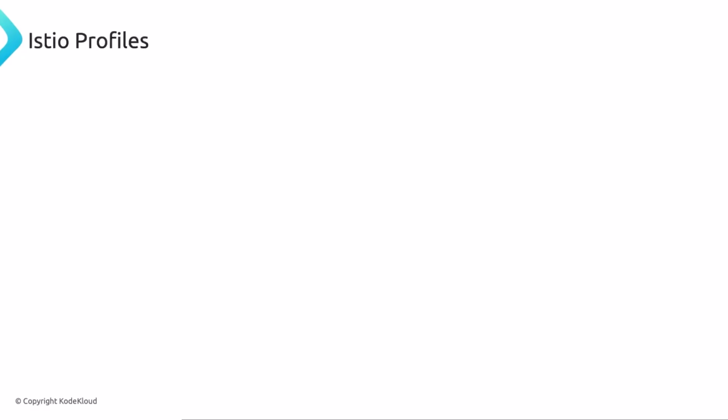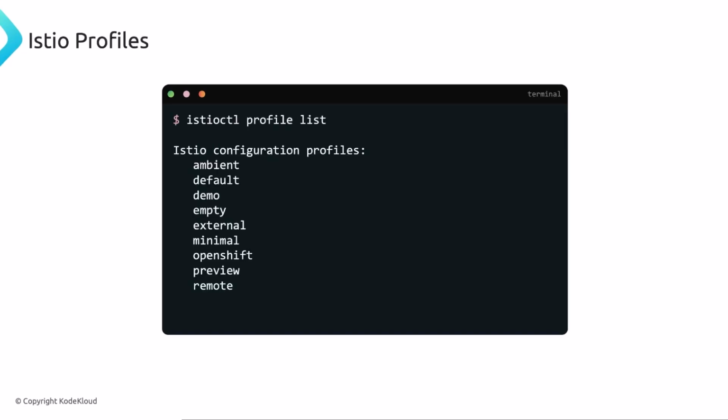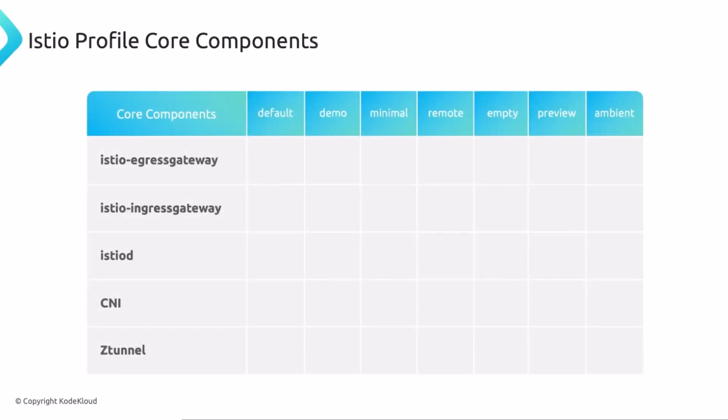Now, once we have kubectl and istioctl on our terminal, we can have a look at Istio's profiles. Istio does include a few profiles, as you can see. Here's just a quick overview of the profiles. On the left, you can see the core components, and on the right side, you can see all of the profiles.